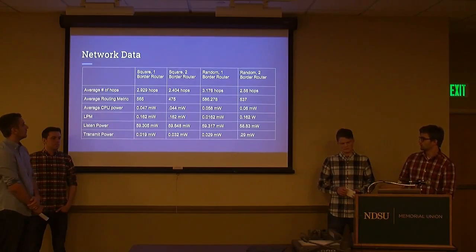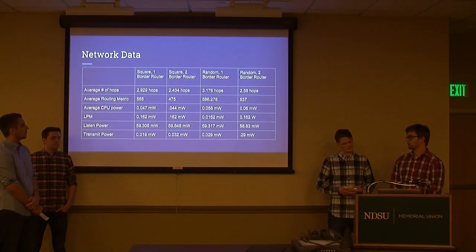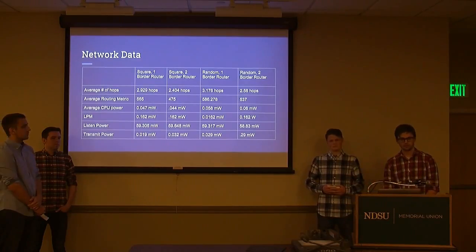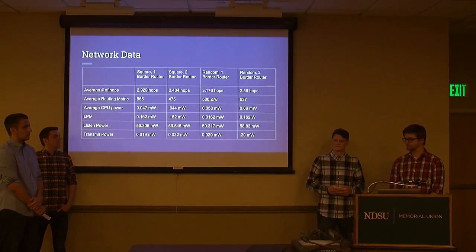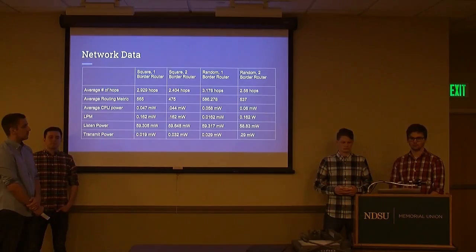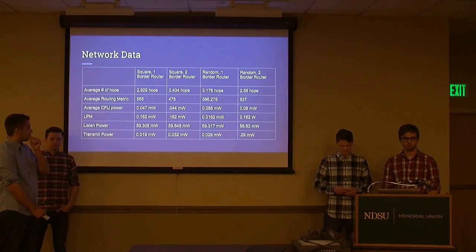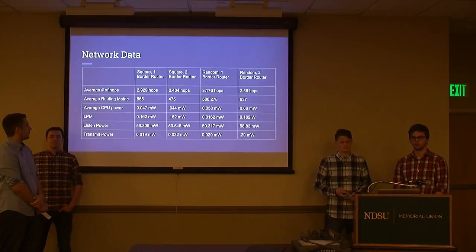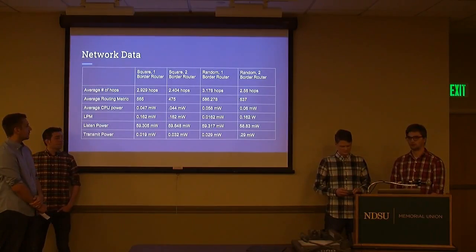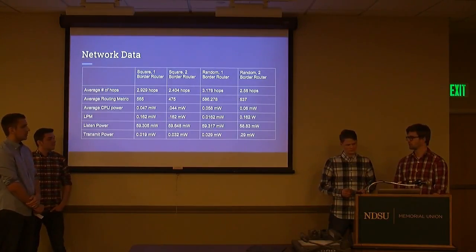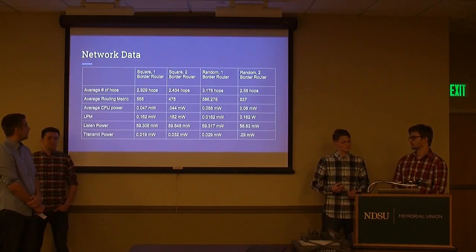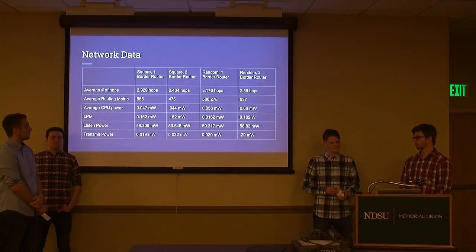And then the average routing metric was also lower with 2 border routers, and that's basically measuring the cost of the messages. So when it has to go farther, it has a higher cost per message. Obviously when you have 2 border routers, it doesn't have to go as far, so the cost is less, making the network faster and more efficient. And it also has a direct effect on power consumption, which Justin will touch on.